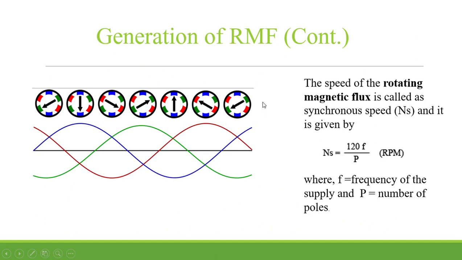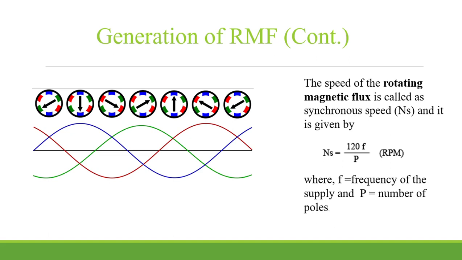Now the speed of this rotating magnetic field or flux is known as synchronous speed, and it is given as Ns equals 120 f upon p. Here f is the supply frequency and p is the number of poles. Now the supply frequency in India is fixed as 50 Hz. So if you take a two-pole machine, what will be Ns? 120 into 50 divided by 2, that is 3000 rpm.